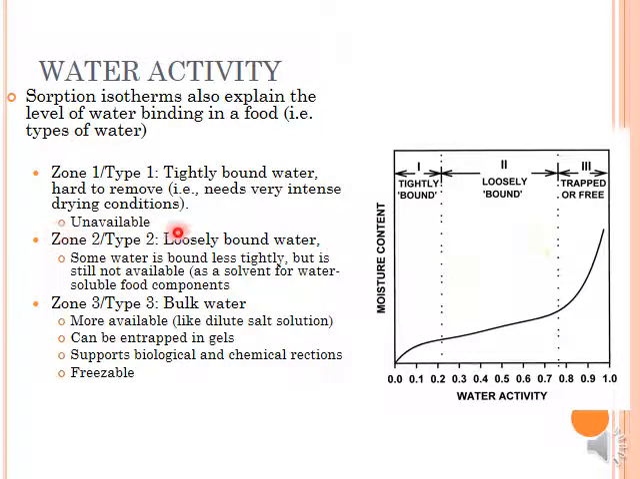Water that is tightly bound, like zone 1, is unfreezable. So if you try to put food without free water inside the freezer, it won't freeze, because there's no free water that can freeze.